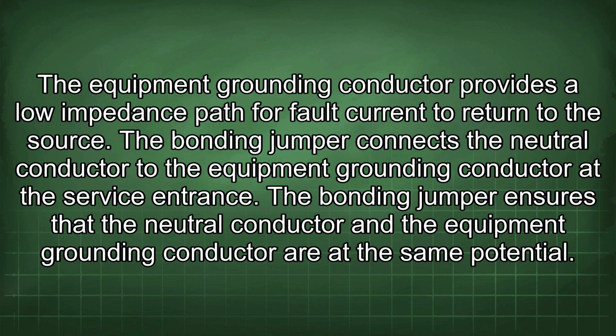The bonding jumper connects the neutral conductor to the equipment grounding conductor at the service entrance. The bonding jumper ensures that the neutral conductor and the equipment grounding conductor are at the same potential.